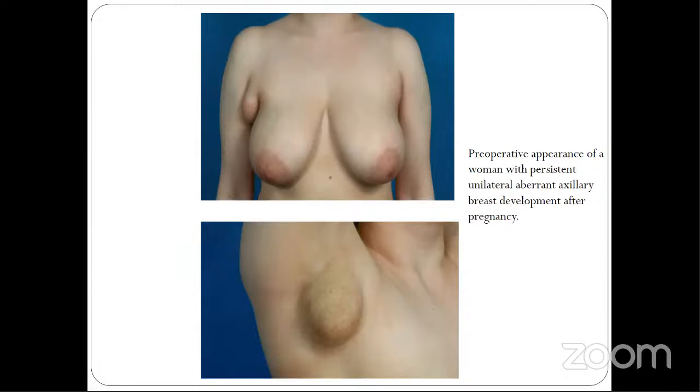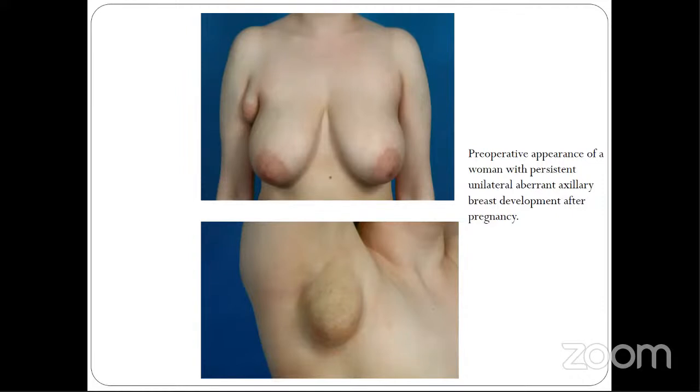The question here: how to differentiate an accessory breast from a lipoma? It's difficult to differentiate. We can't differentiate.